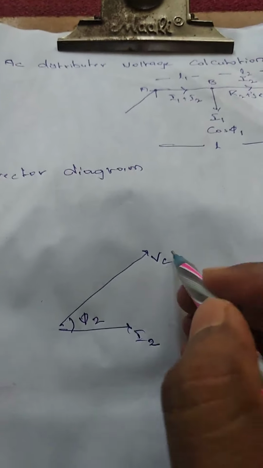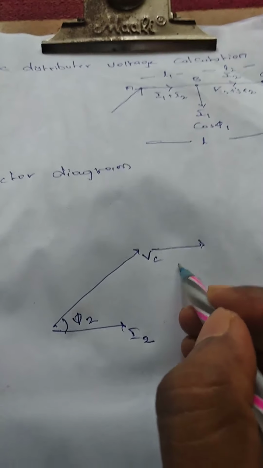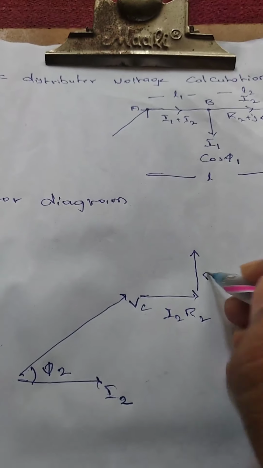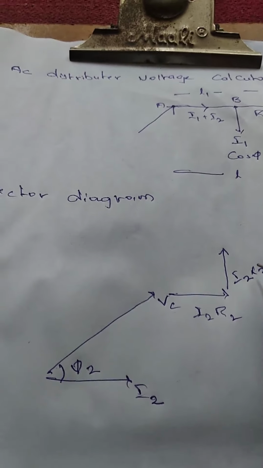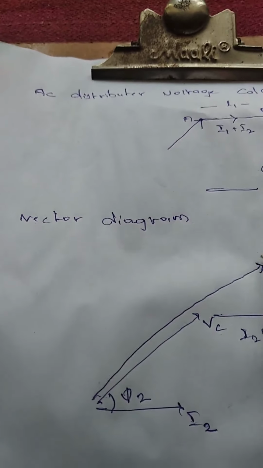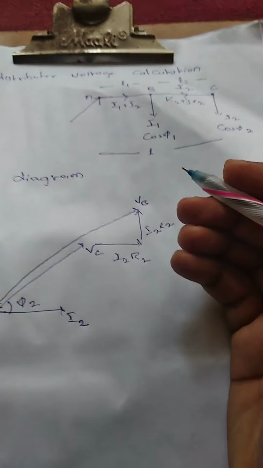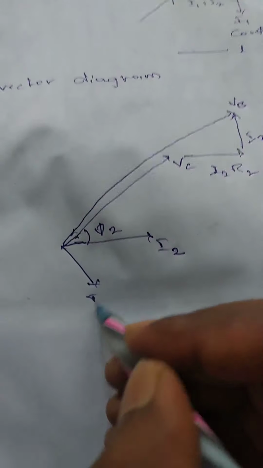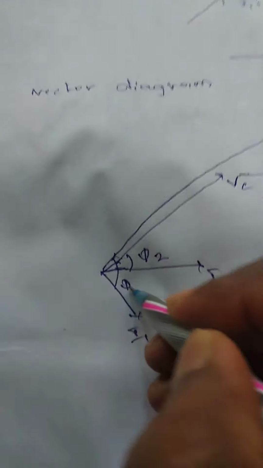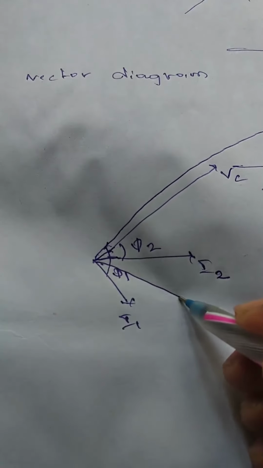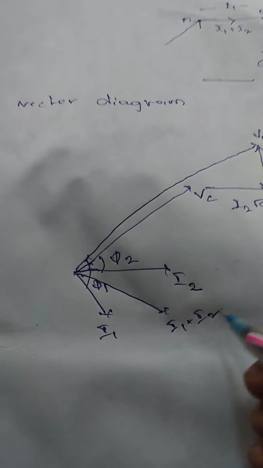The resistive drop will be like this, which is I2 R2. This will be parallel to I2, and the reactive drop will be perpendicular to this, which is I2 into X2. The sum of VC and this drop is equal to VB. And the current I1 lags VB by phi 1. The sum of these two currents is I1 plus I2.